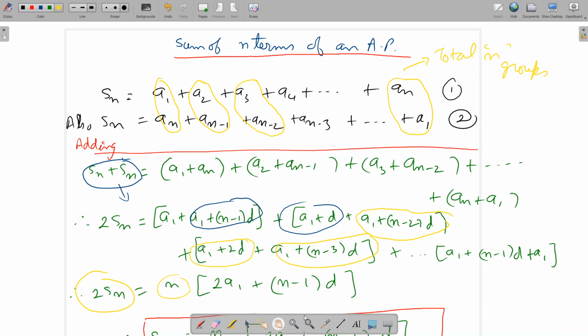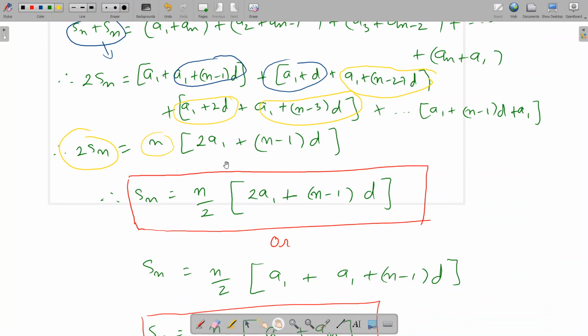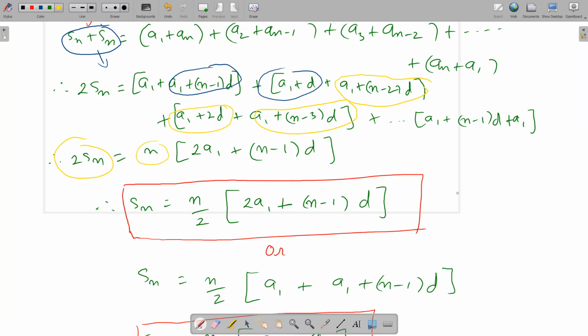Now we'll go further, because we have to obtain the value of Sn. So Sn will be equal to n by 2 into 2a1 plus n minus 1 into d. So this is the formula to find the sum of n terms of an AP. What is that formula? Sn equal to n by 2 into 2a1 plus n minus 1 into d.